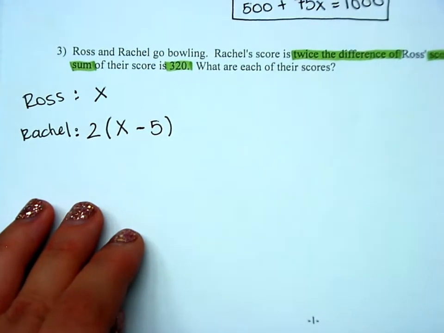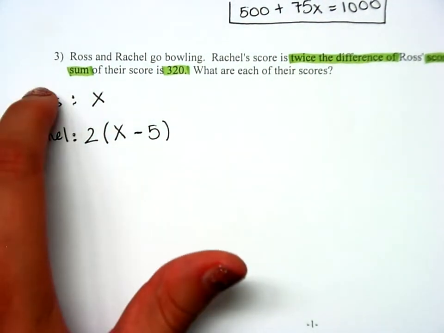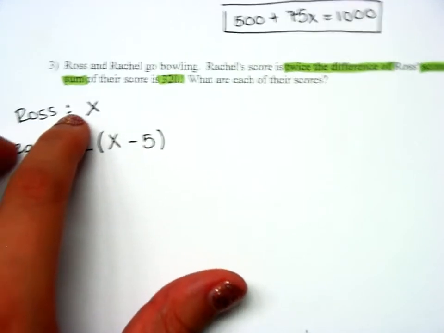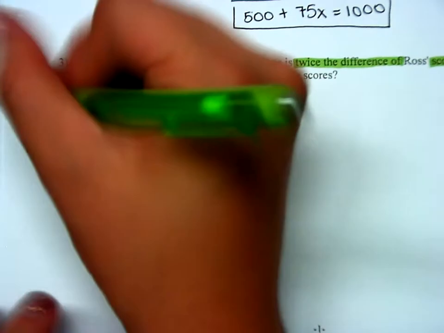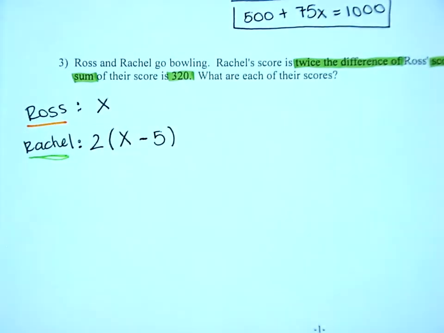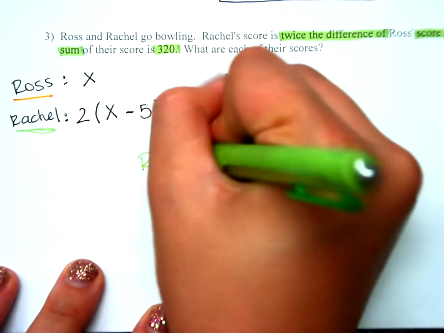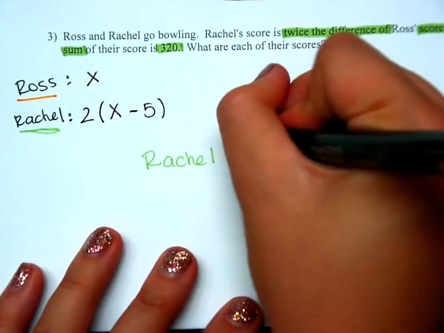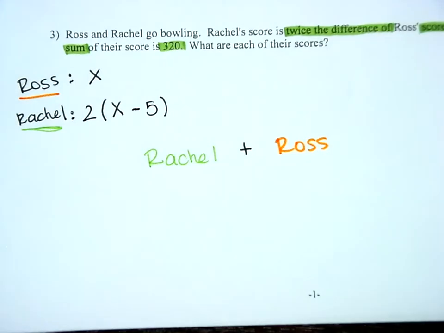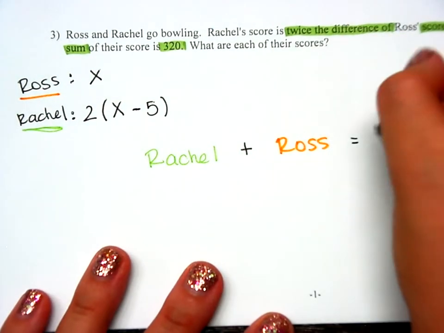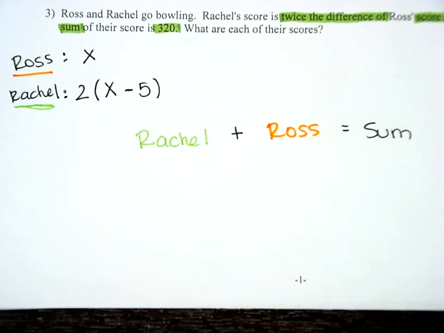Okay, so I know in my equation, when I add their scores up, I need to represent Ross and Rachel. Let's try that out. I'm going to underline them with some color to know exactly who we are talking about. So Rachel will be green. Right underneath, I'm going to say that Rachel's score plus Ross's score is going to equal their total, their sum. And remember the problem told us what that value is. So again, writing it really basic, and then we'll add in the math.